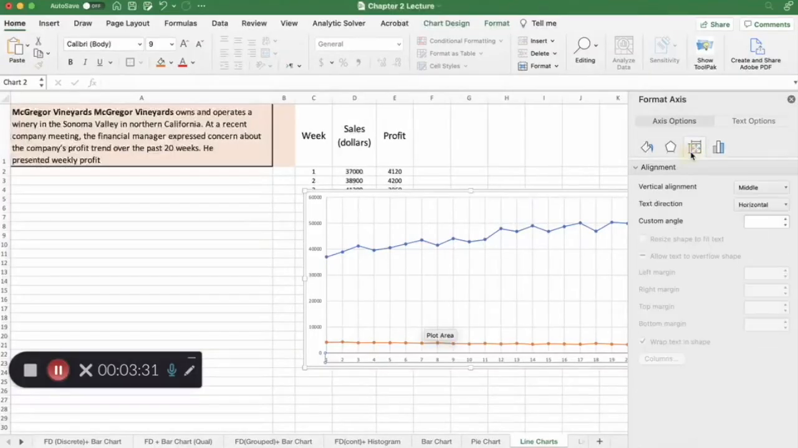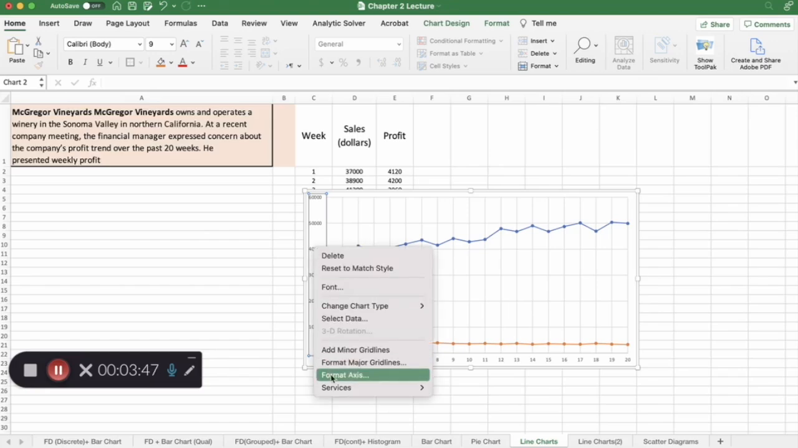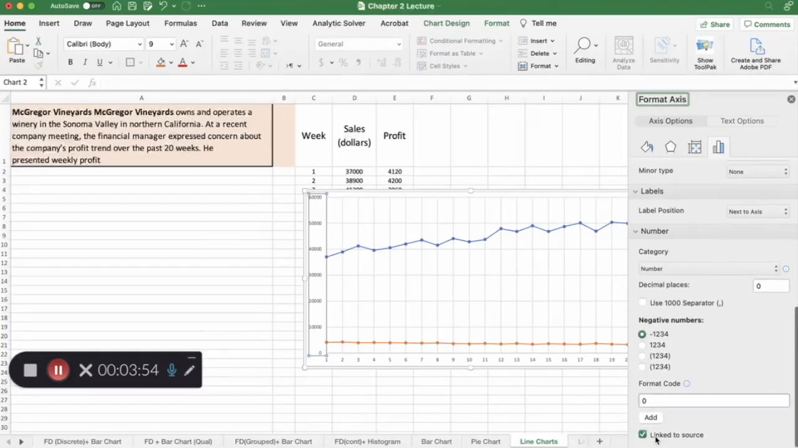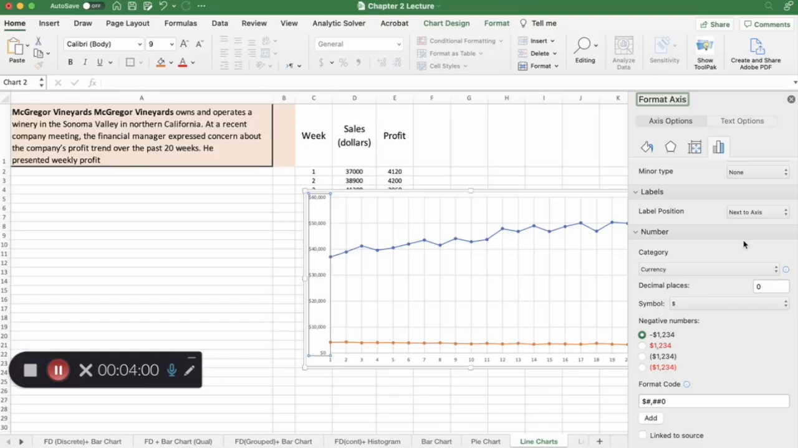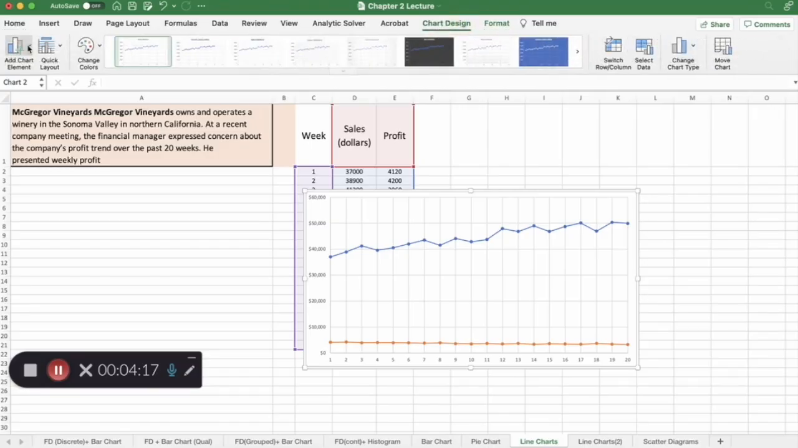The second problem that we do have is we can't rely on one axis, because this axis is more representing the sales. So let me right click, format axis. I'm going to go to number down here, and I'm going to change this to currency. So we have these numbers representing the sales more than what's happening with the profit. It's not clear what's happening with the profit. Also, I'm going to add the title.